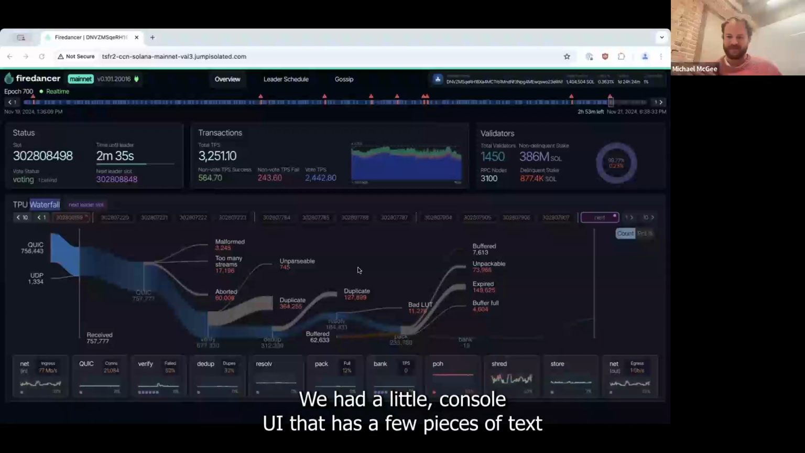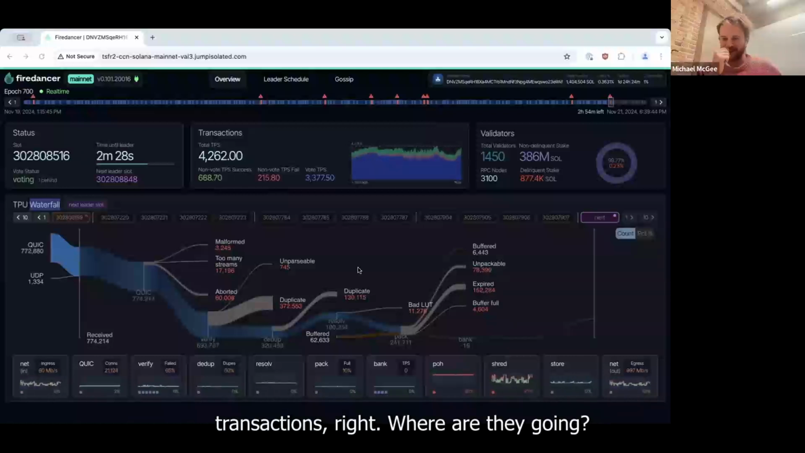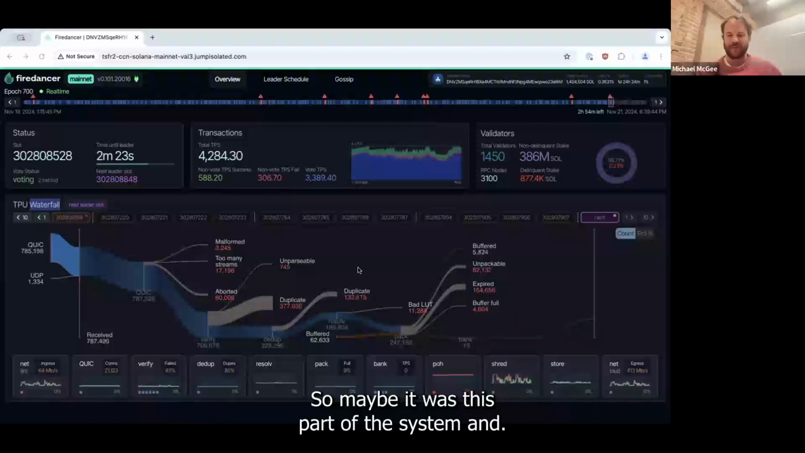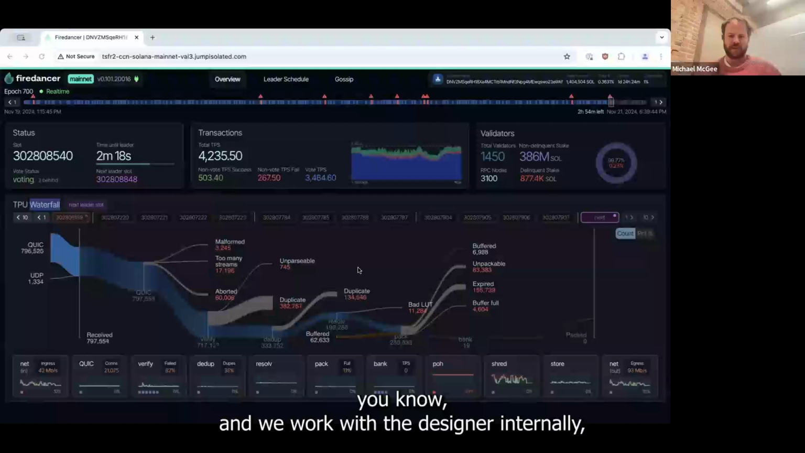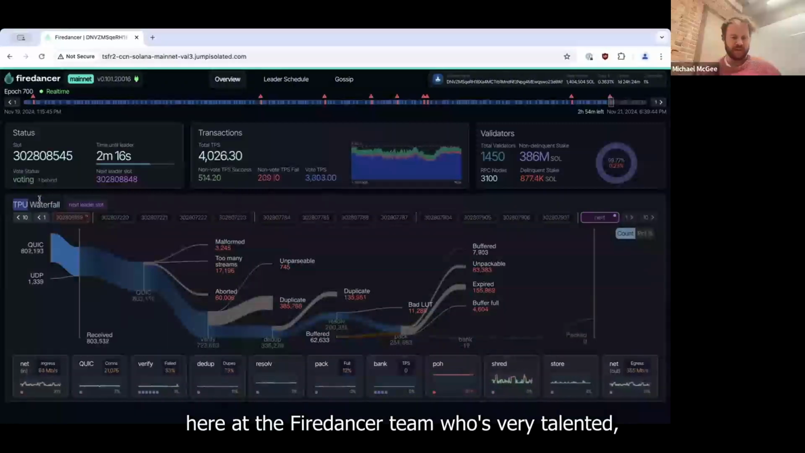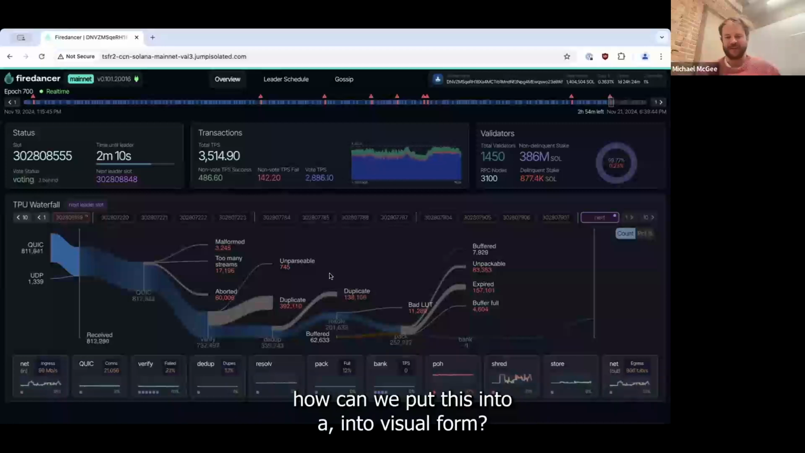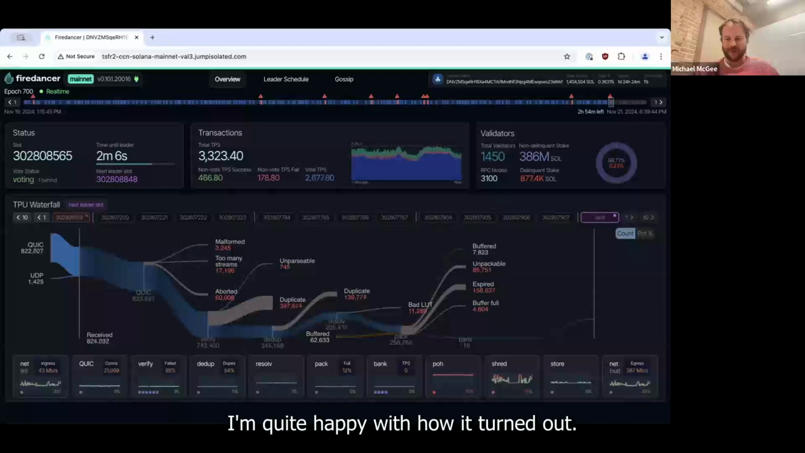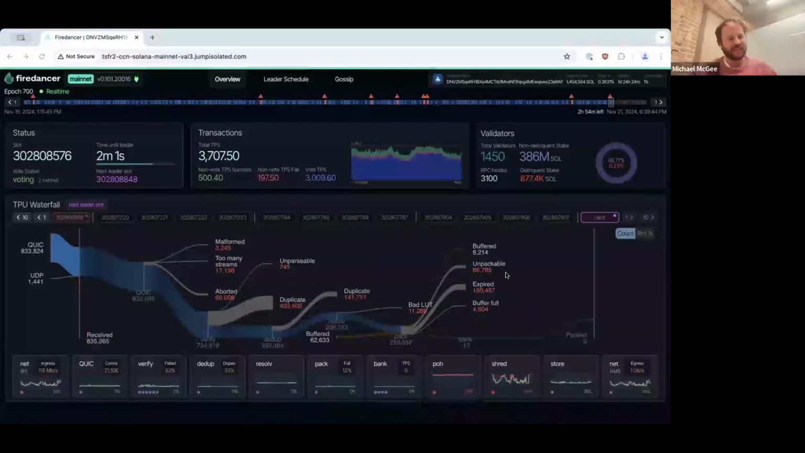We had a little console UI that has a few pieces of text, and we're trying to figure out as developers, well, where are we losing transactions? Where are they going? A lot of the time you'll just look at metrics and say, oh, this metric counter increased, so maybe it was this part of the system. We work with a very talented designer internally on the Firedancer team, and we work with him a lot to figure out how we can put this into a visual form that makes it very clear. That's something I'm quite happy with how it turned out. It was a little bit non-obvious to us in the beginning.